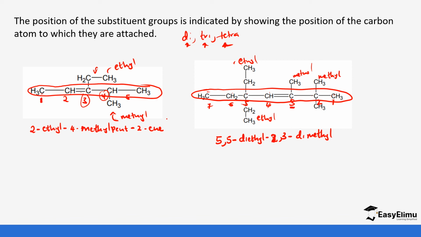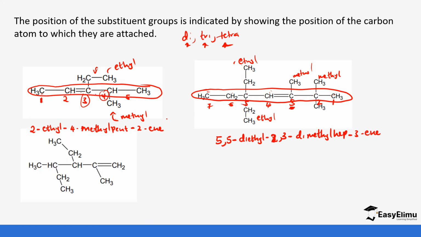And then the parent name has 7 carbons, which tells us it is heptene. So you write hept, and then we show where the double bond is. It starts at carbon number 3. So it is hept-3-ene. That's how we name that.